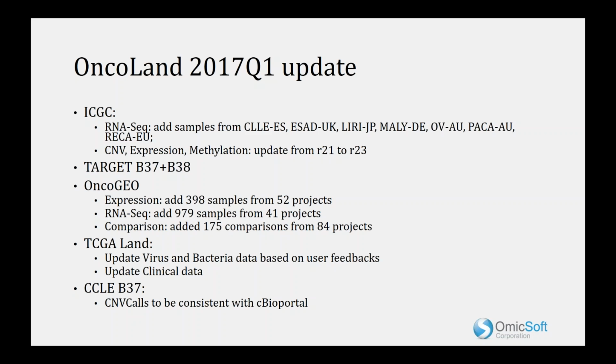For the TARGET, we will release TARGET B37 and B38. I think it's the first time we release B38. For the OncoGEO, we add a few more projects. Basically, we base it on user requests and our high priority projects, basically bigger projects with RNA-seq data, which have higher priorities. So we add a few more samples and a few more projects into OncoGEO.